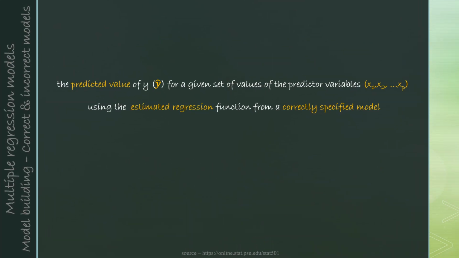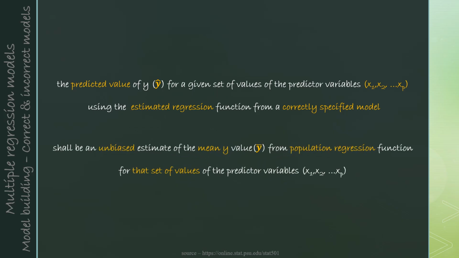Similarly, the predicted value of y hat, for a given set of values of the predictor variables x1, x2, etc., xp, using the estimated regression function from a correctly specified model, shall be an unbiased estimate of the mean y value y bar from the population regression function for that set of values of predictor variables x1, x2, etc., xp.